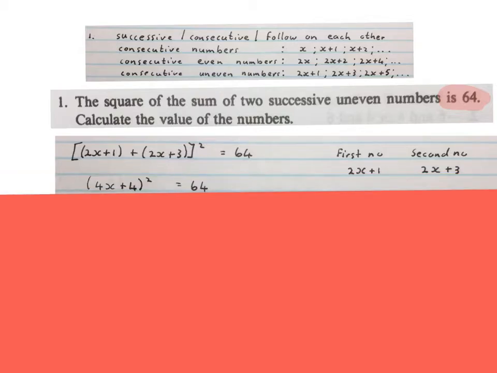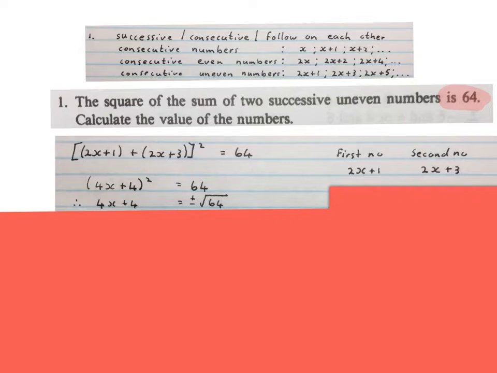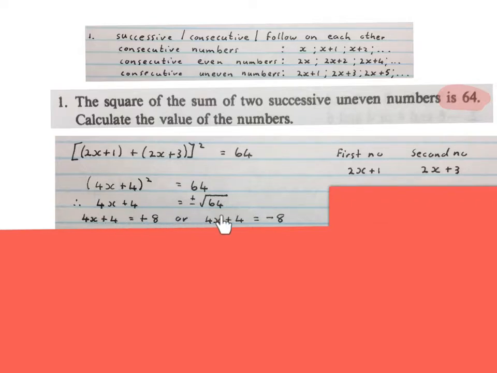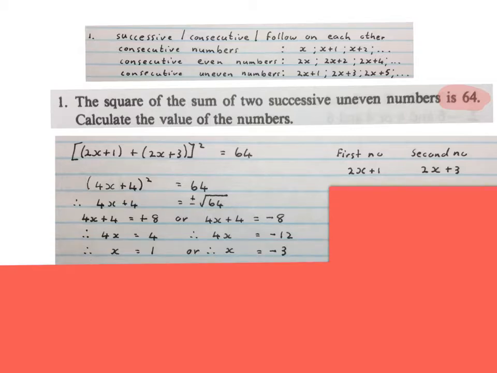We simplify in the brackets, then you may square root both sides. Remember to put the plus minus over there. Break this equation up into two solutions and solve them separately for x. Then you get x equals 1 or x equals minus 3. Remember, you're not finished yet.